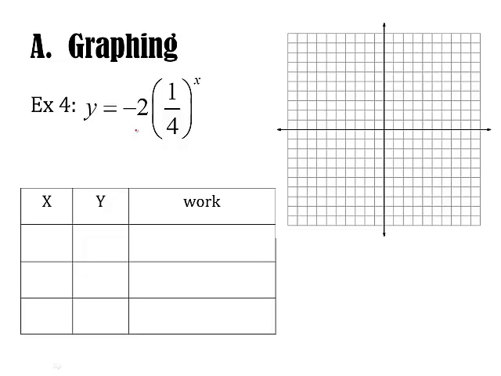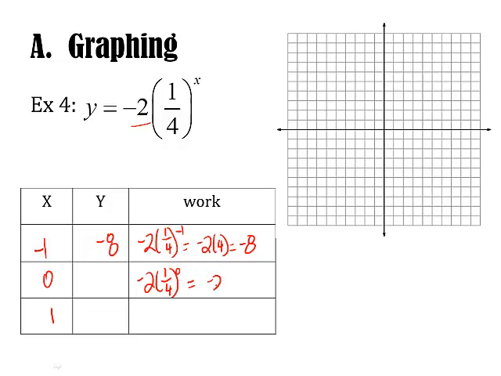Like this one, a -2 leading coefficient and 1/4 to the x power. So -1, 0, and 1. Let's plug in our values. Okay, so again, a negative exponent is going to flip my fractions. So it's -2 times 4, which gives me -8. -2 times 1/4 to the 0 power. Well, that's -2 times 1, which is -2. And then to the first power, -2 times 1/4 to the first power. Well, that's -1/2.